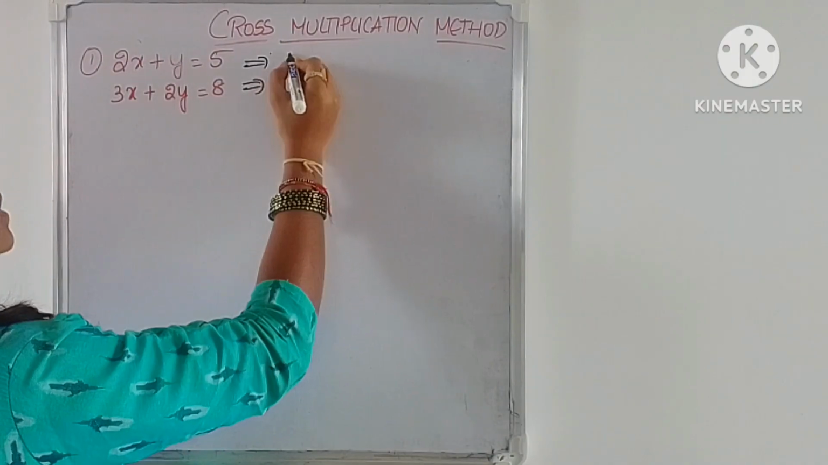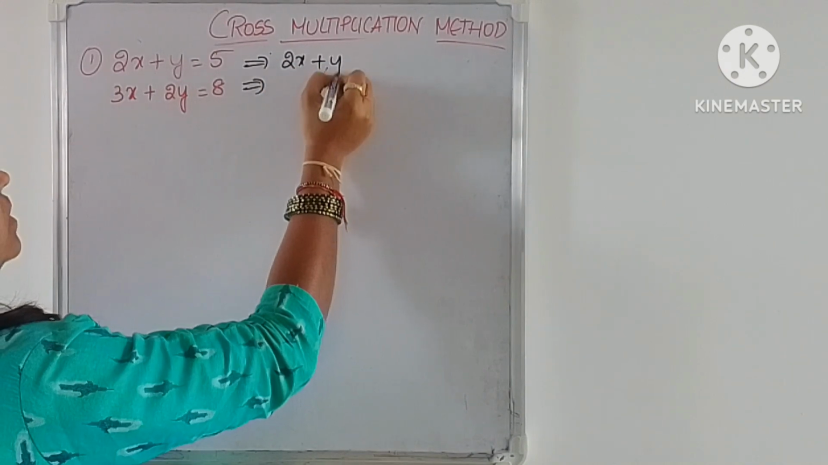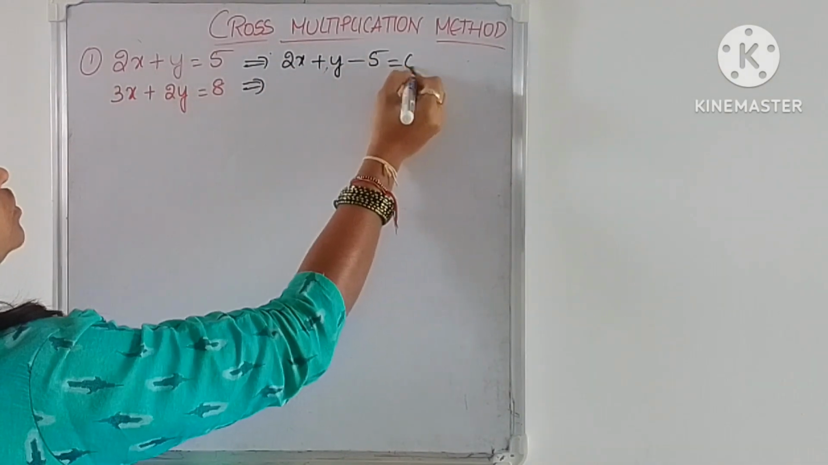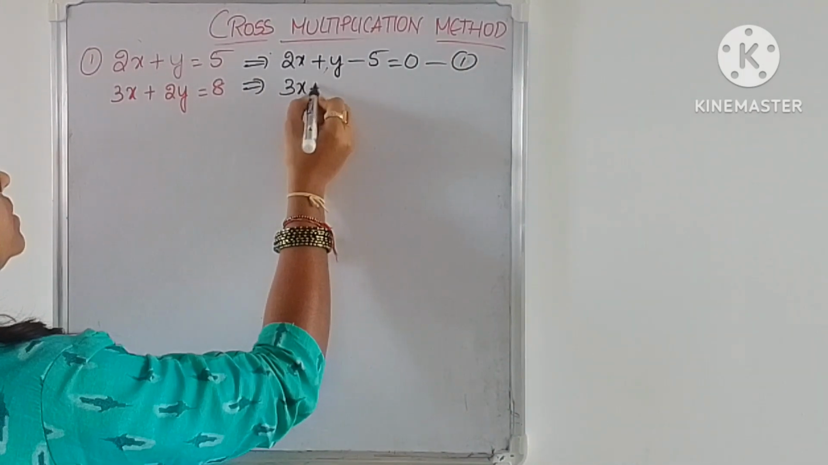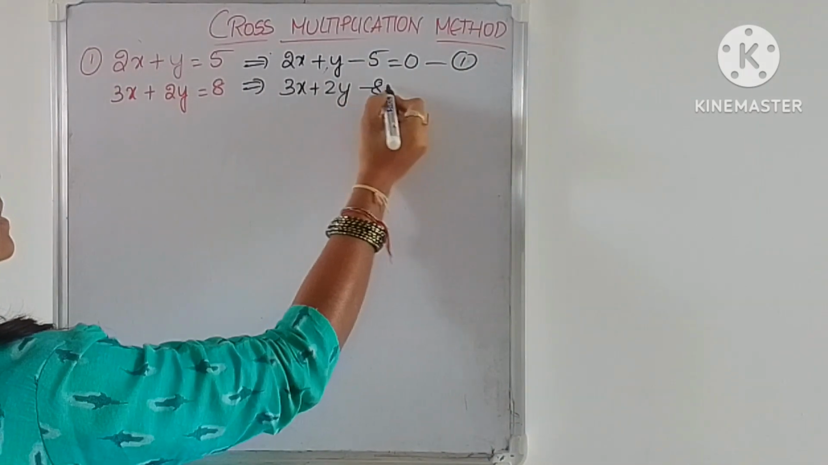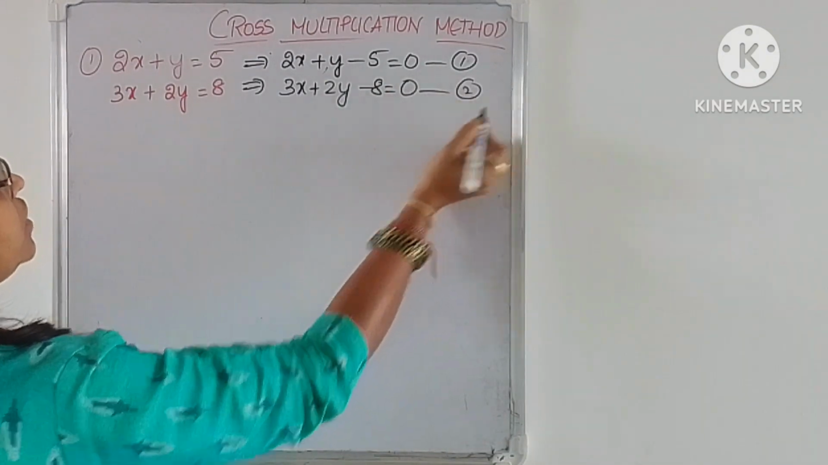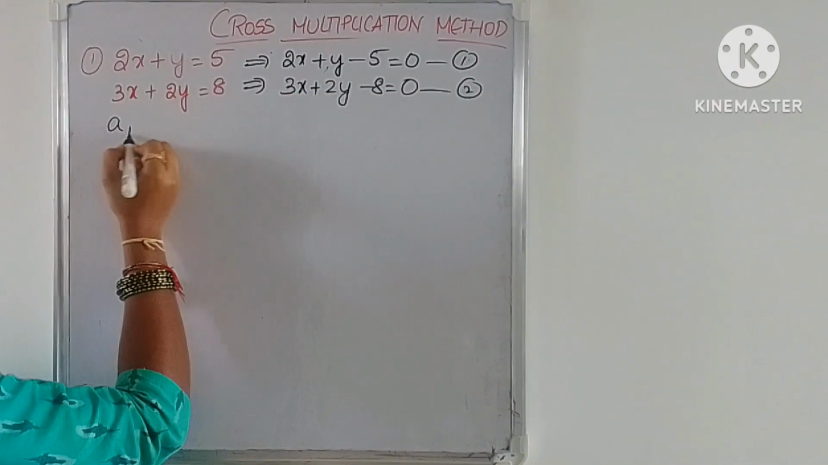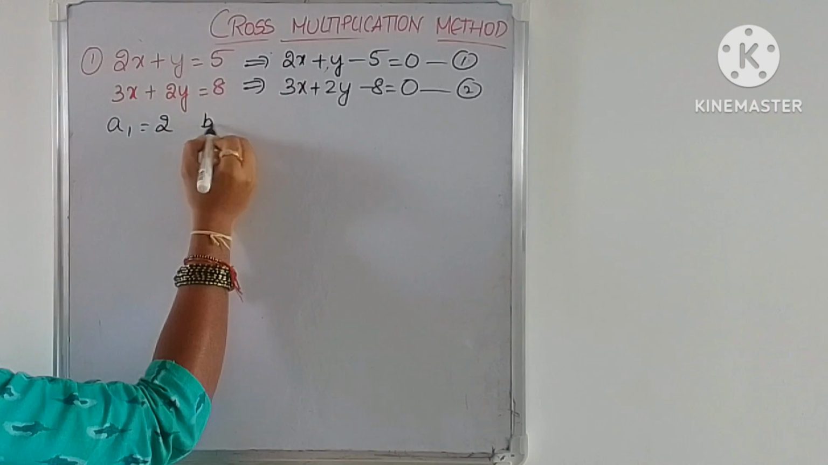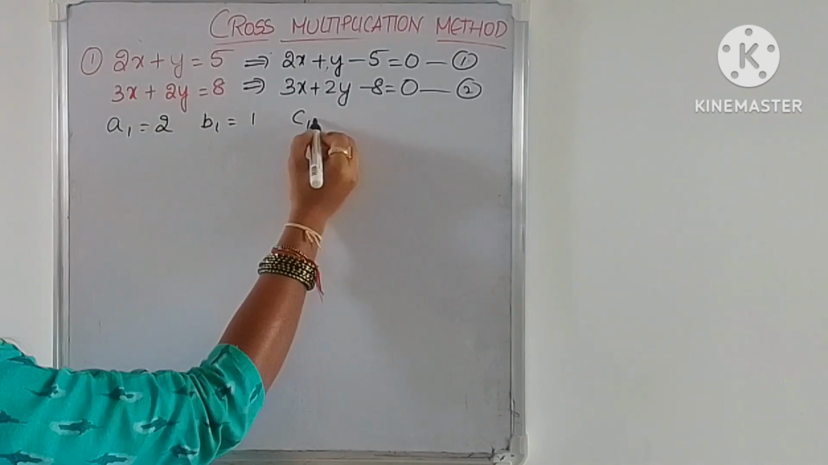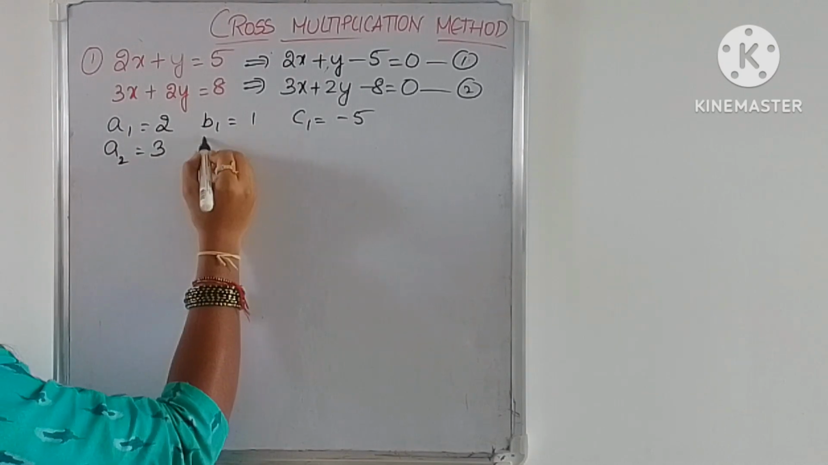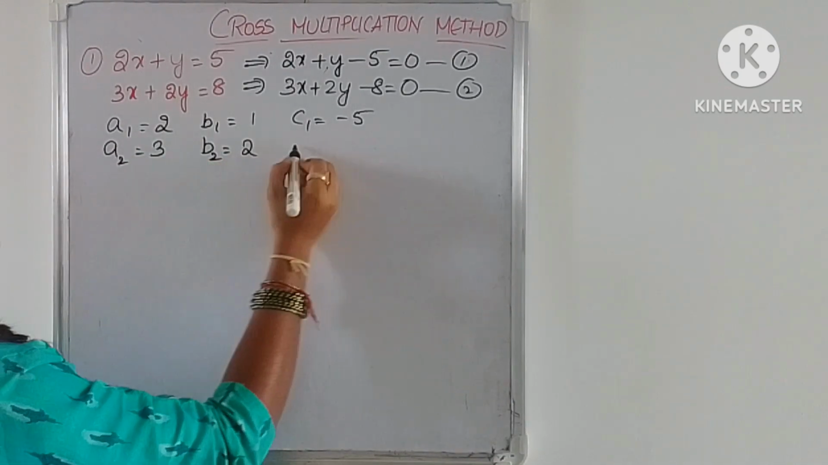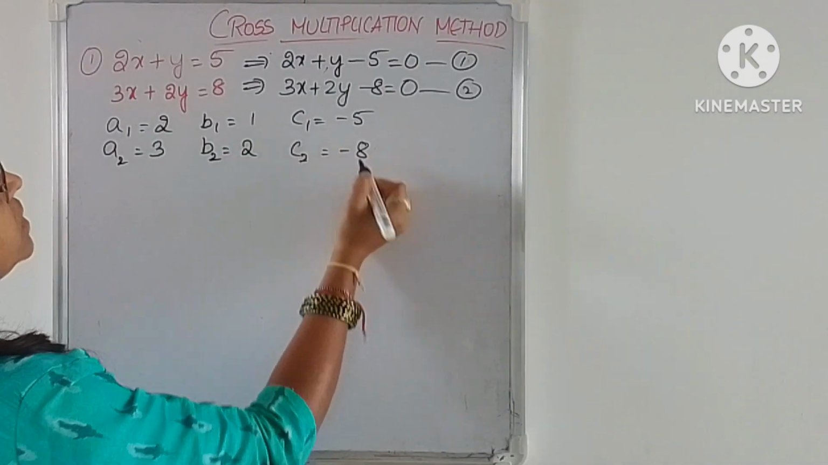Now let us see the problems. Convert these: 2x plus y minus 5 is equal to 0. This is equation 1. 3x plus 2y minus 8 is equal to 0. This is equation 2. Now from the equations, a1 is 2, b1 is 1, c1 is minus 5, a2 is 3, b2 is 2, c2 is minus 8.